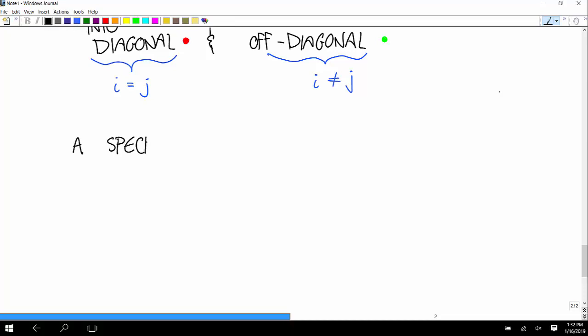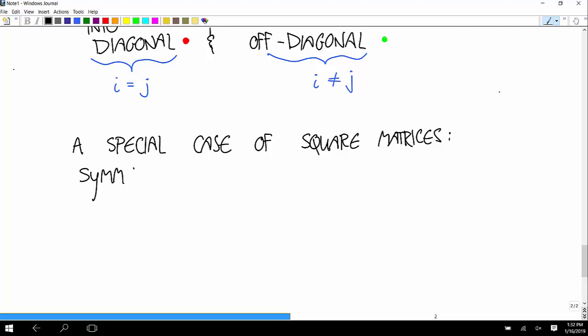A special case of square matrices. This can only happen for square matrices. And this is called a symmetric matrix.